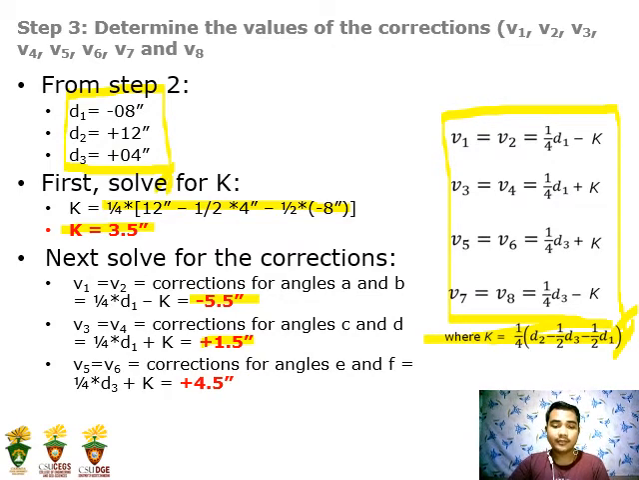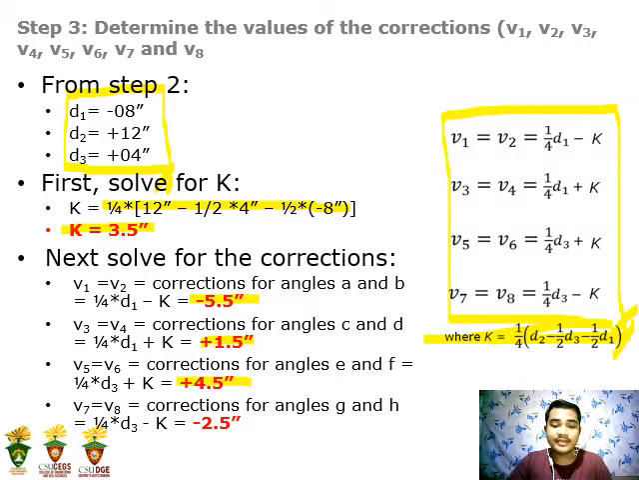seconds. Next we're going to get the value of v5 and v6, that is also equal. Now v5 is for angle E and v6 for angle F. So we have this equation 1/4 times d3 plus k. We can determine the value of 4.5 seconds.